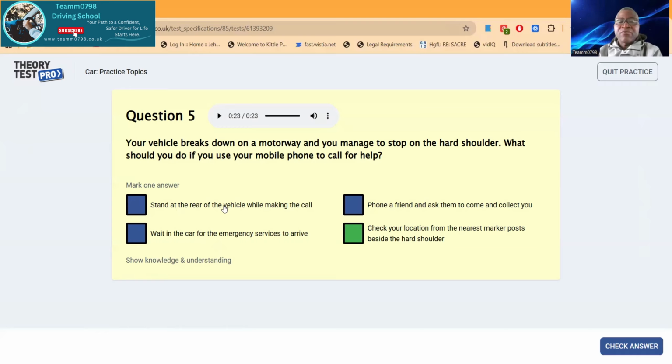So stand at the rear of the vehicle sounds a reasonable one, but a more authoritative answer is this one here: check your location from the nearest marker post beside the hard shoulder. Because when you use a mobile phone, sometimes the emergency services cannot locate where you are. But when you use an emergency phone, they know exactly where you are. So check the marker post is the correct answer. Yeah, that's correct. Okay.